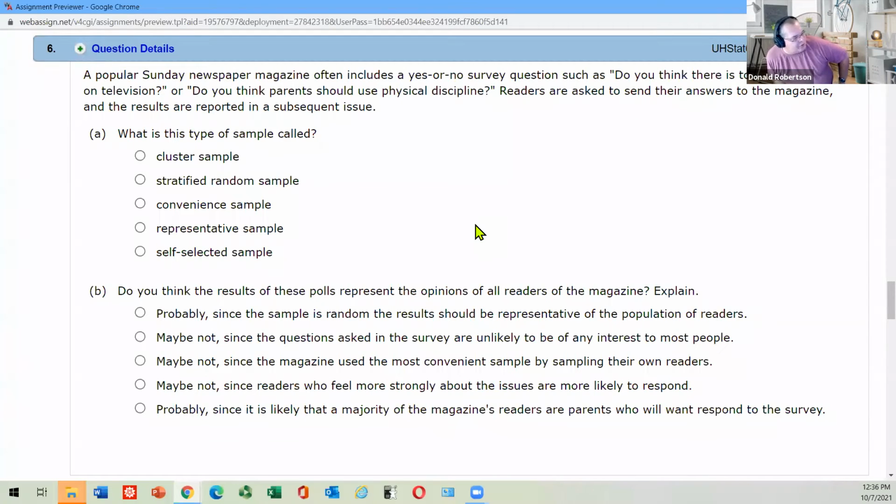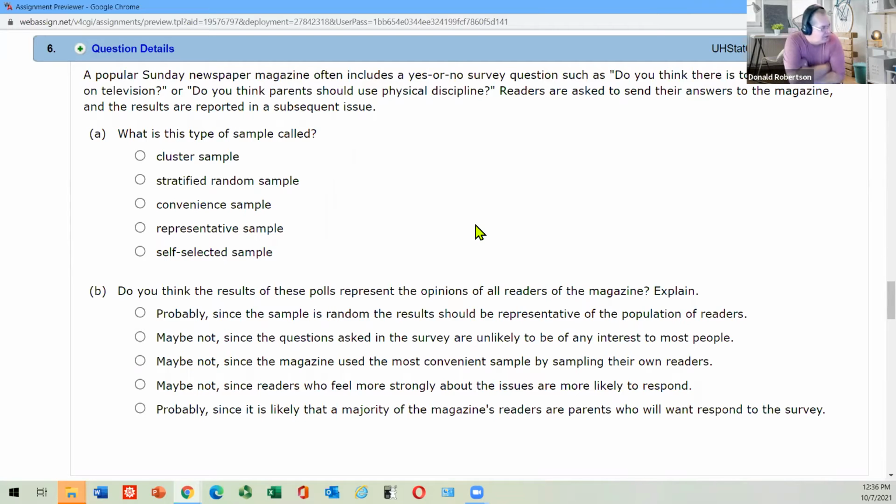A popular Sunday newspaper magazine often includes a yes or no survey question, such as, do you think there is too much violence on TV? Or do you think parents should use physical discipline? Or whatever the question is. And readers are then asked to send their answers to the magazine, and then the magazine production has 80% of people think X, Y, or Z, right? They use the results.